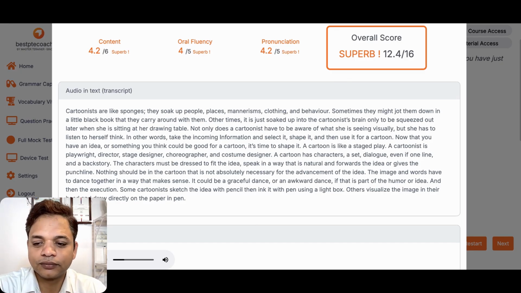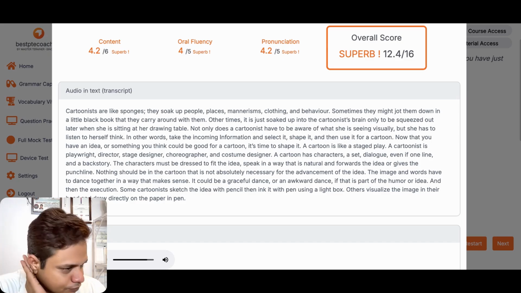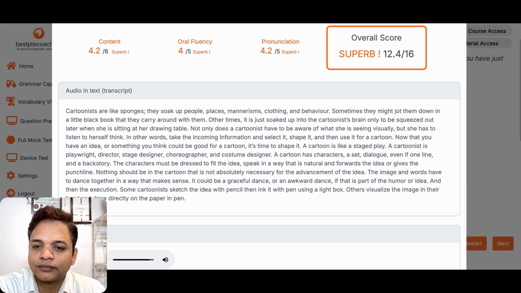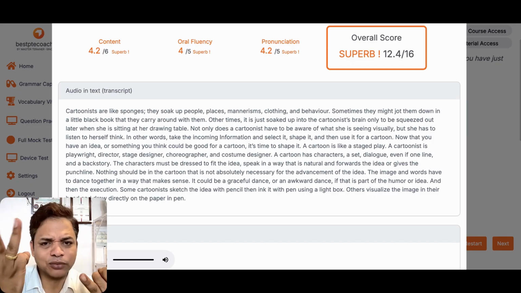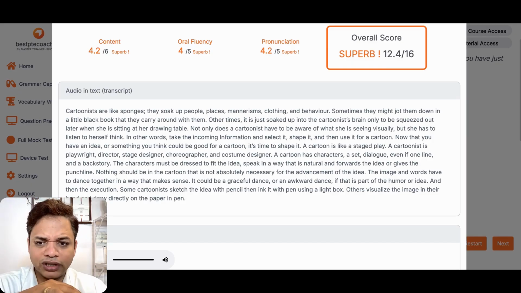So the speaker said they are like sponges. They receive the incoming information, and they selectively take the information and squeeze out the information, make cartoons whenever necessary. And she also said that they create cartoons based on the incoming information. She mentioned that cartooning is like a stage play, and the cartoonist plays many roles. And she said the execution at the end can happen with pen or pencil, depending on the situation. So it had a topic, it has maybe 3 important points, it has a conclusion also, right? So all 3 are there.